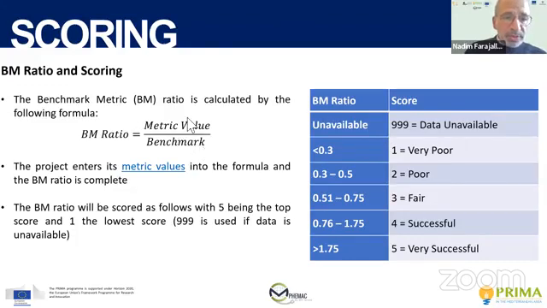We used what we called the benchmark ratio, where we look at the metric value and divide it by the benchmark value. If it has a value of less than 0.3, it is very poor. Between 0.3 and 0.5, it's poor. If it reaches the halfway mark and a little bit above, it's fair. Above 3/4, it's successful. And at 1.75, it exceeds the benchmark value. It is a very successful project.